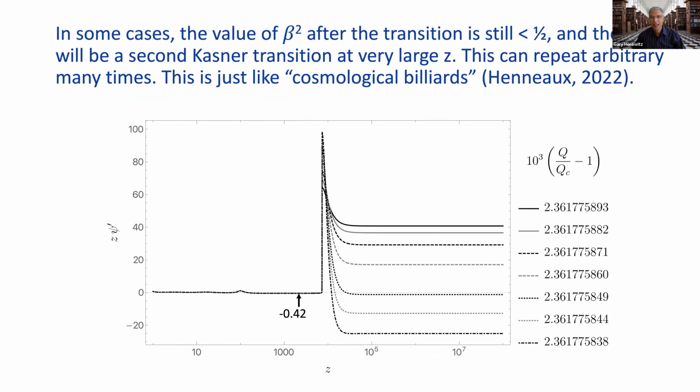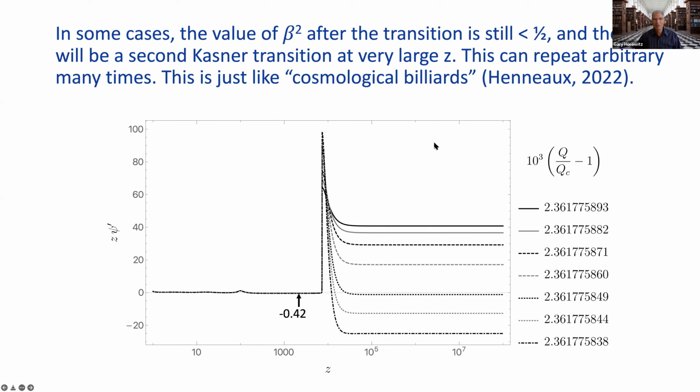And this can happen again because we have examples. This is now changing the charge by basically 1 part, I think, in 10 to the 10. You have solutions where the initial betas are all almost indistinguishable, but you go through a transition, and sometimes the final value of beta is positive, and sometimes the final value of beta is negative. So you clearly access all possible values. There'll be values where beta squared after the transition is again less than a half. That can evolve, and it can be repeated.